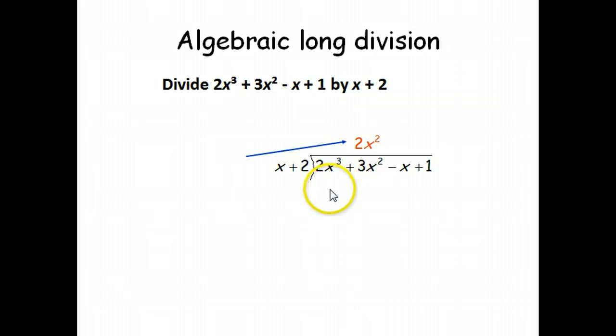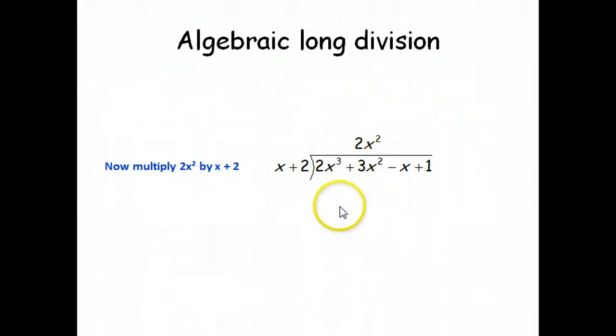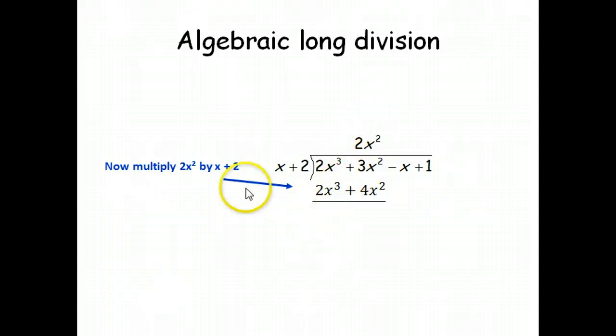Now that I have that, I'm going to multiply this 4x squared by x plus 2. So 4x squared times x gives me 4x cubed. 4x squared times 2 gives me 8x squared. Okay, so I've got those. Now I write it right down here and I line them all up.